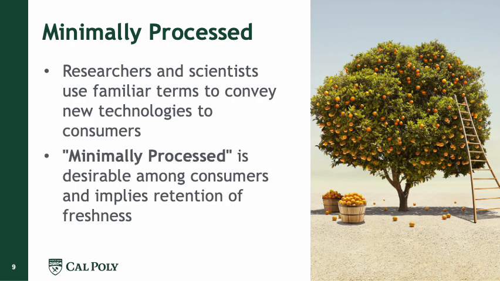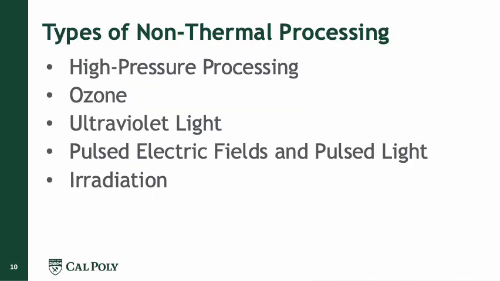No heat applied, and so what are the types of non-thermal processing? There are several examples. We're going to talk about some of them. The first one is high pressure processing. The second one is ozone. Third, UV light or ultraviolet light, pulsed electric fields and pulsed light, and irradiation.